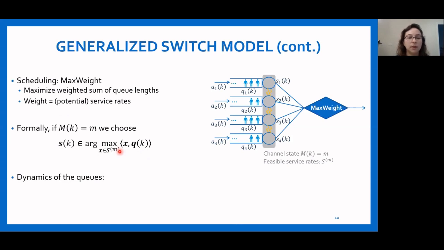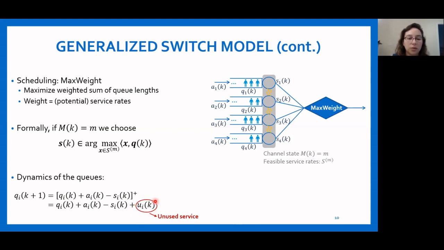We will assume that the arrivals occur before service, so the dynamics of the queues occur with this equation. So Q length in time slot k plus 1 will be the previous Q length plus arrivals minus potential service. And since this is potential service, we have to take the positive part because Q lengths cannot go negative. Or alternatively, instead of using the positive part, we can use unused service.